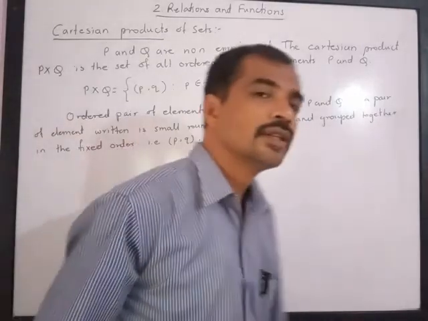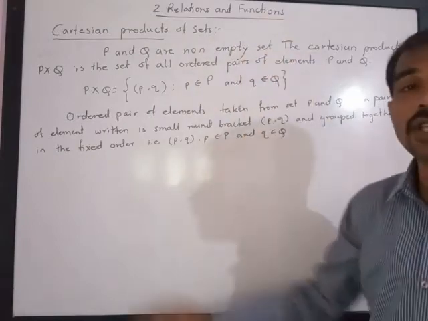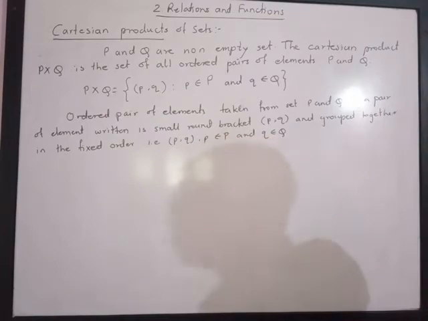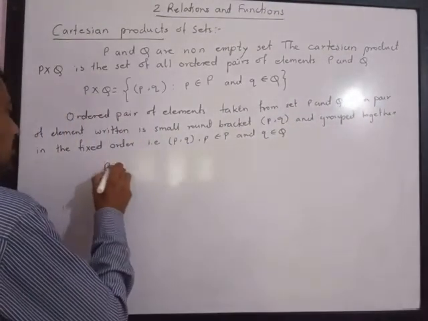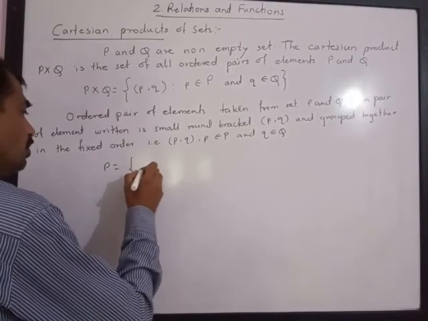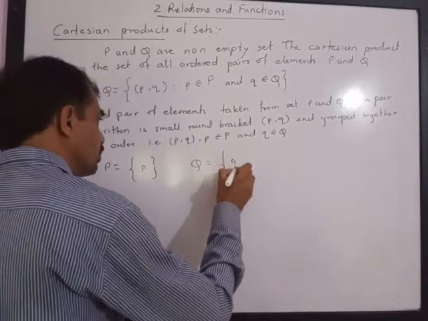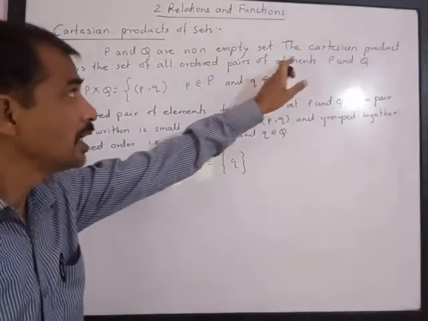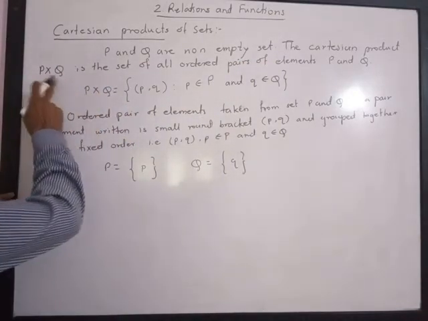Dear friends, in the second chapter, that is Relations and Functions, we are going to study the Cartesian product of sets. If P and Q are non-empty sets, P is a set of elements p, and Q is a set of elements q. So P and Q are non-empty sets. The Cartesian product P cross Q is read as the Cartesian product of P and Q.